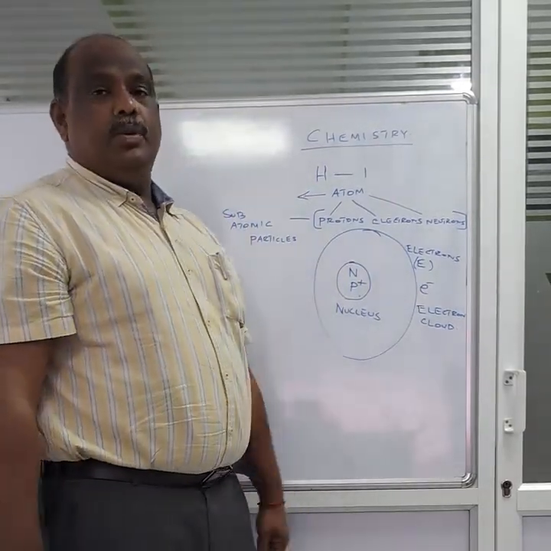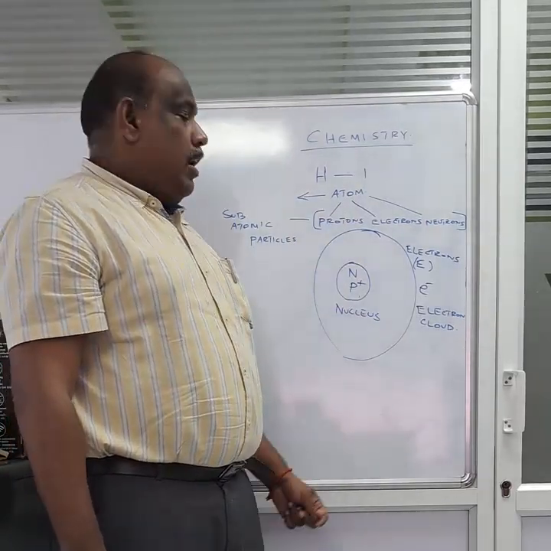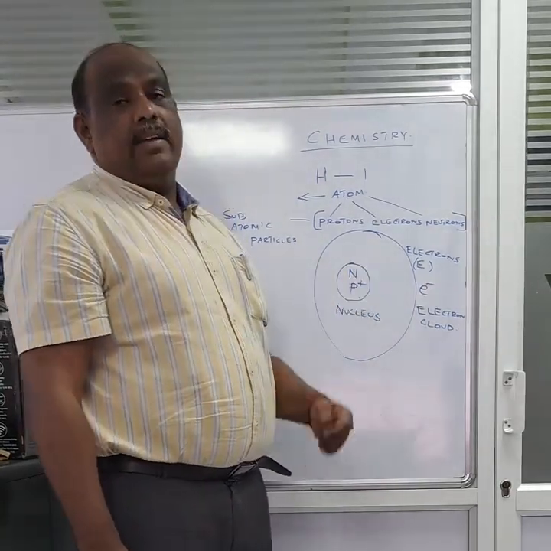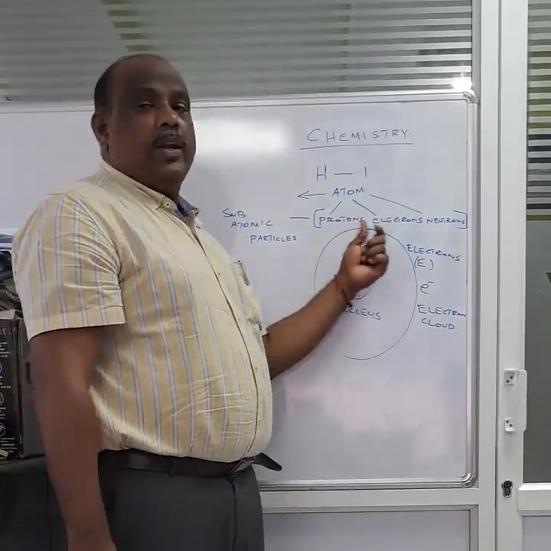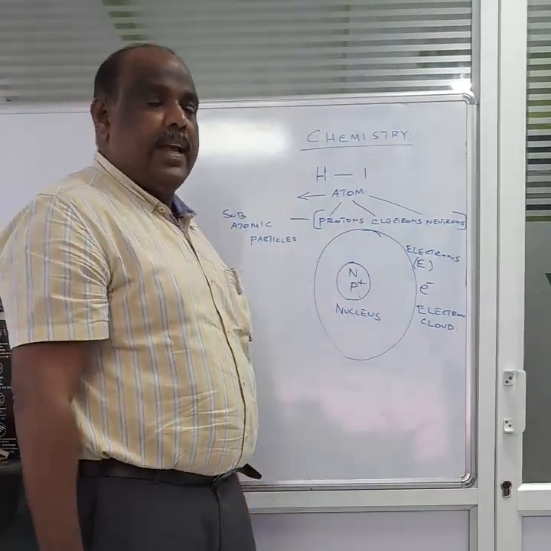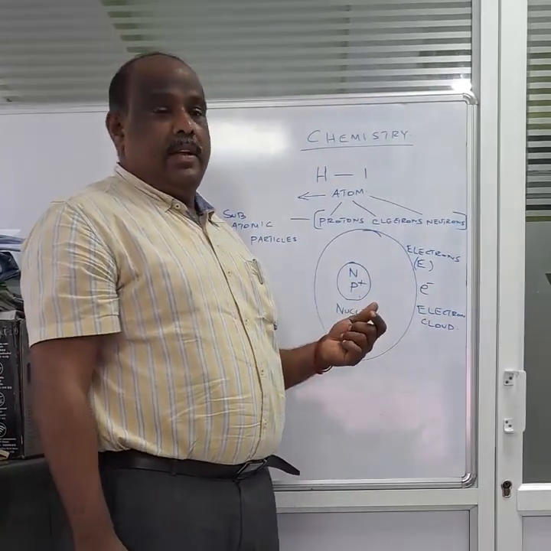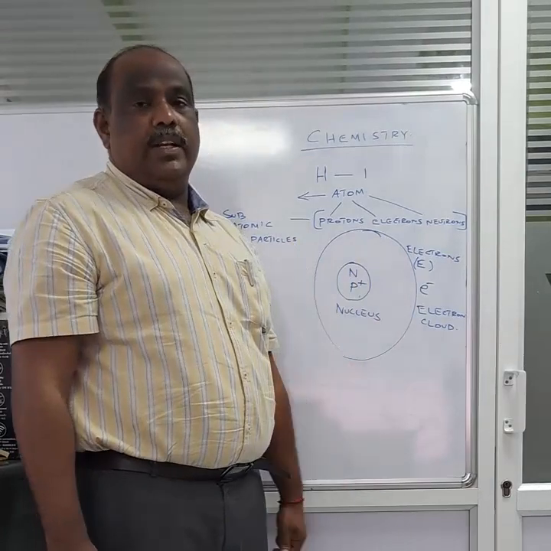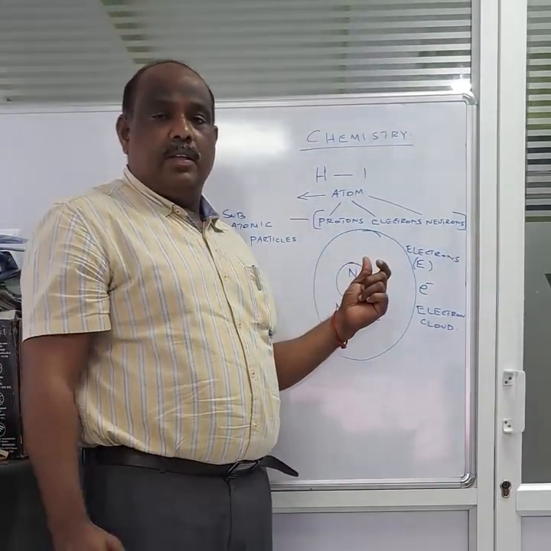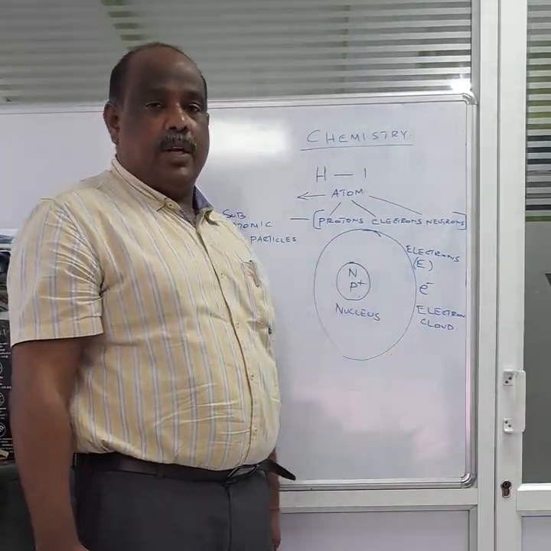As I told you, the atom is neutral in nature, which means however many electrons there are, the same number of protons should also be there. Then only the atom becomes neutral, because we are not worried about neutrons, as they don't carry any charges. If the number of electrons is 5, the number of protons should also be 5. Then only the atom will be neutral in nature. If the number of protons is 7, then what should be the number of electrons? It should be 7 only. Then only the atom becomes neutral.